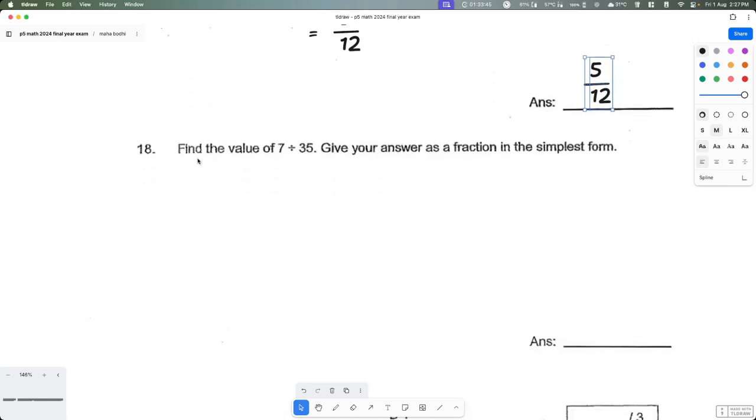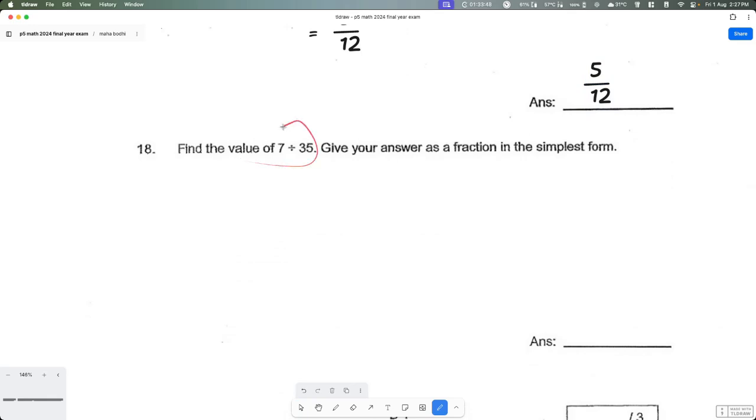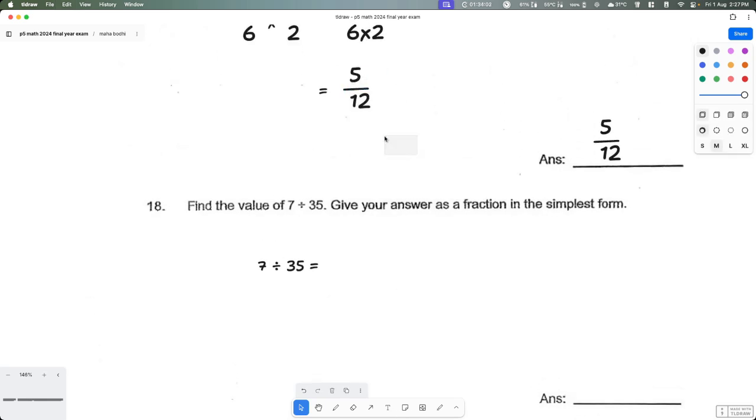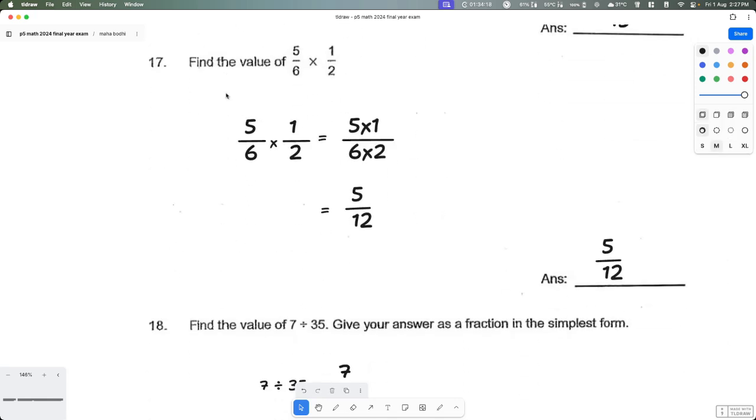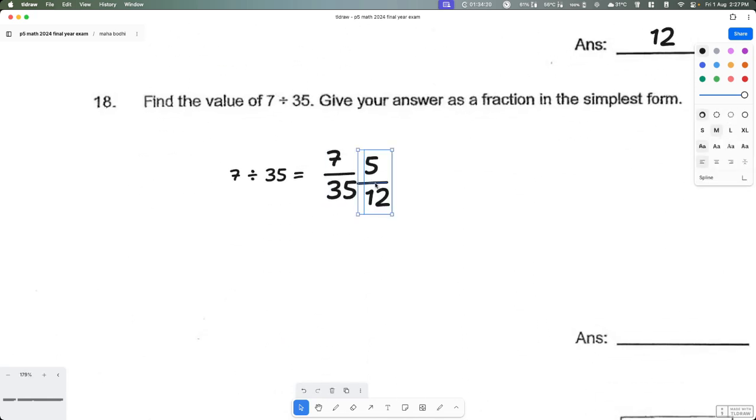Question number 18. So find the value of 7 divided by 35. Give your answer as a fraction in the simplest form. Okay, so you have 7 divided by 35 is equal to. So if you want to represent a division equation as a fraction, it looks like this, 7 over 35. So what are common factors in this? So we can, instead of multiply, we can divide.